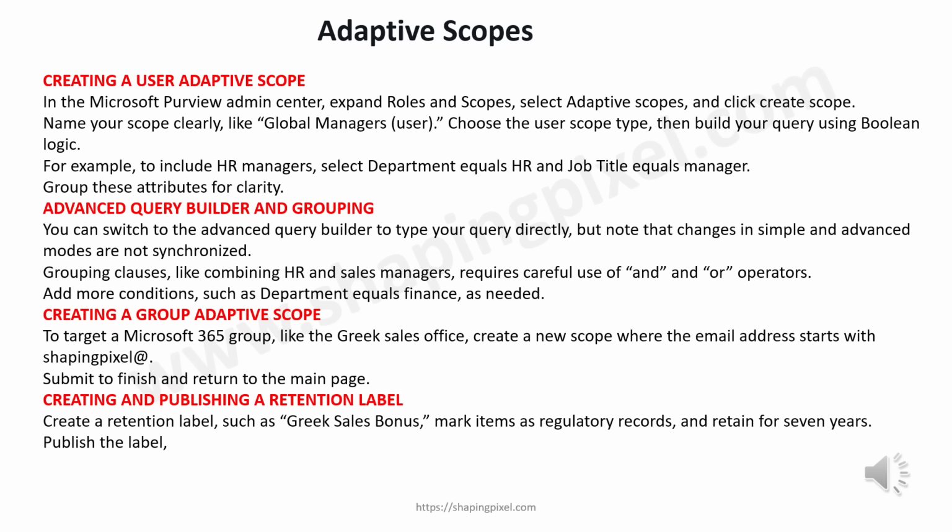To target a Microsoft 365 group, like the Greek sales office, create a new scope where the email address starts with Sales Greece, @. Submit to finish, and return to the main page. Create a retention label, such as Greek sales bonus. Mark items as regulatory records, and retain for 7 years. Publish the label.